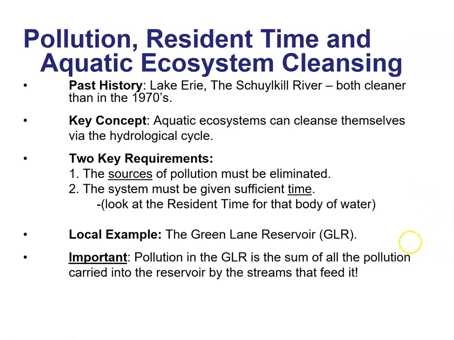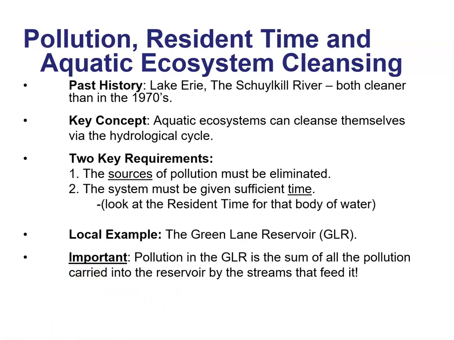Okay, we'll be looking at the Green Lane Reservoir as a local example, and we'll look and see what the pollution levels are in the Green Lane Reservoir, what type they are, what kind of an effect they're having, and we'll look at the resident time and the volume and the outflow and see how long it will take to really cleanse itself and can or will we be able to stop the pollution. But if we're going to stop the pollution, you have to know where that water is coming from. So remember that any pollution in the reservoir is the sum of all of the pollution coming in from any of the inputs, streams, drainage ditches, springs, rivers that feed into that reservoir.